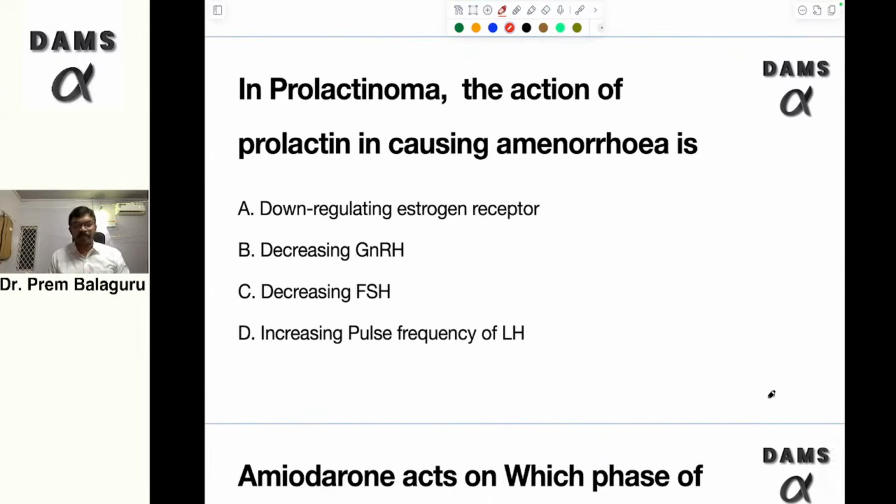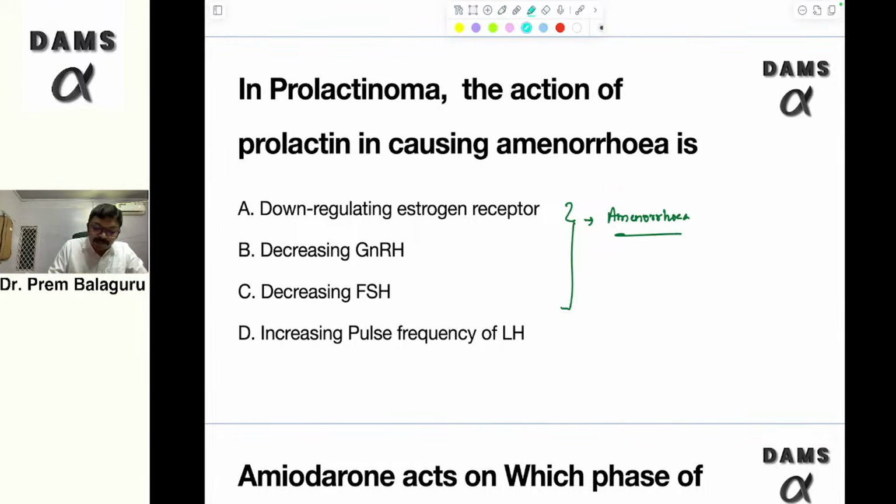In prolactinoma, the action of prolactin in causing amenorrhea is option A, downregulation of estrogen receptor, B, decreasing gonadotrophin releasing hormone, C, decreasing FSH, increasing pulse frequency of LH. Now people, if you watch close, option A, option B and C, all the 3 choices will be leading to amenorrhea. There is absolutely no doubt about it.